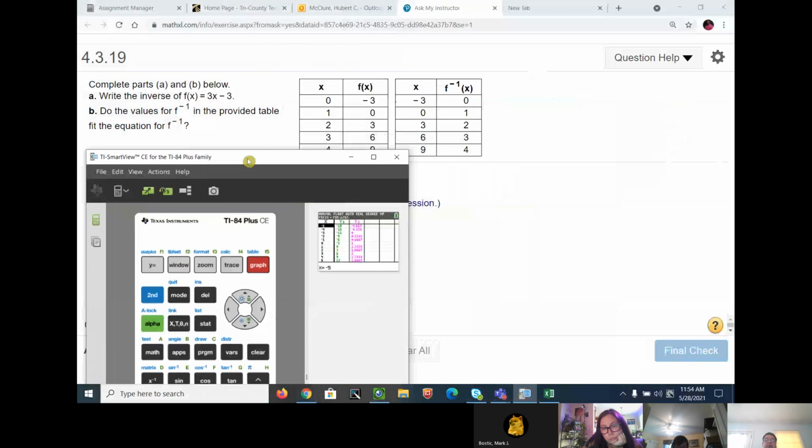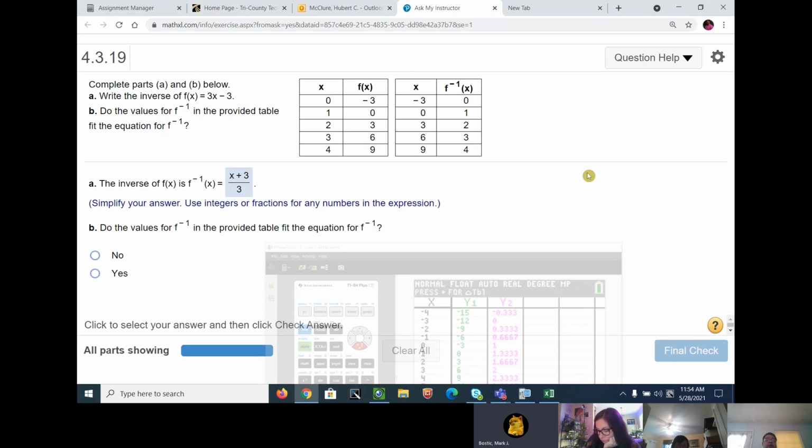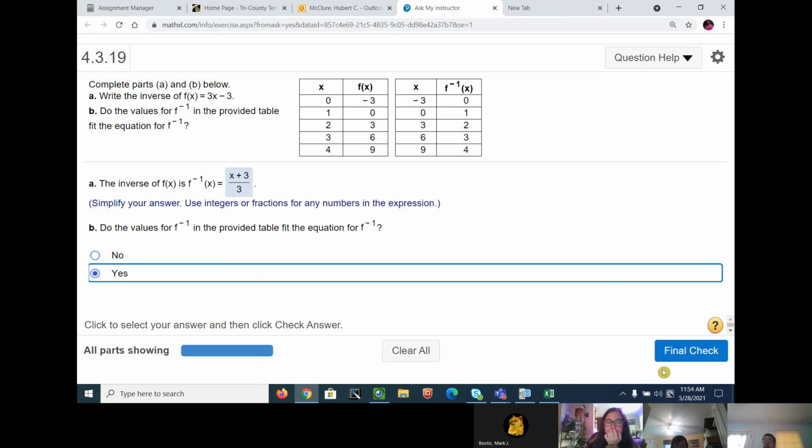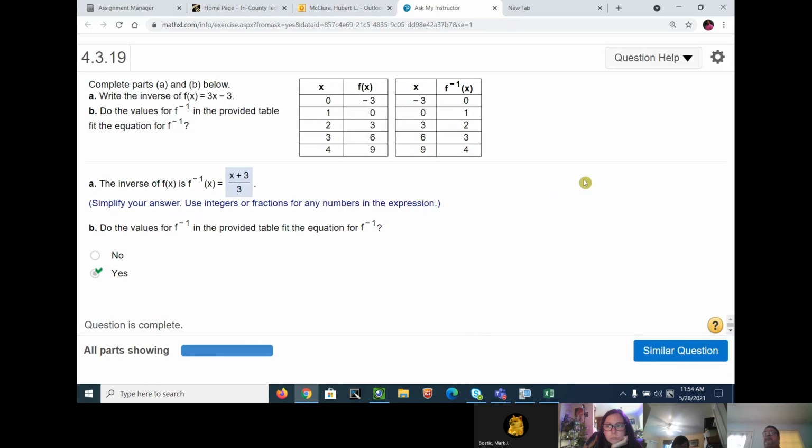Let's go with 0, 1. I'm trying to make this where I can see it. Hold on. Okay, there we go. So let's look at 0. 0 is negative 3, 1 is 0, 2 is 3, and so on. 3 is 6. That looks fine. Now let's check the inverse. Negative 3 is 0, 0 is 1, 3 is 2. Looks good to me. So I would say yes. So just do it on your calculator, Miss Taylor.